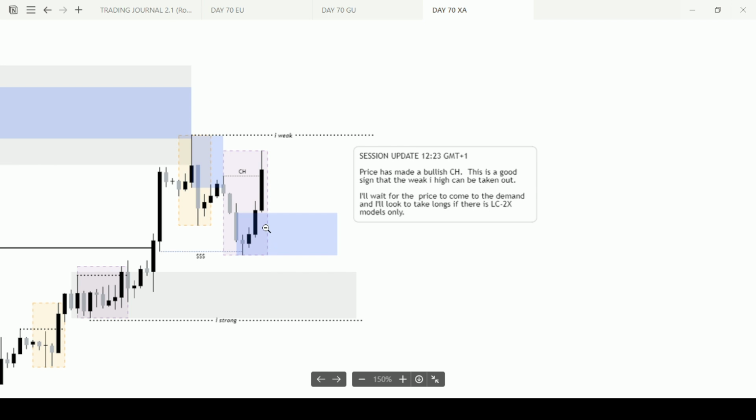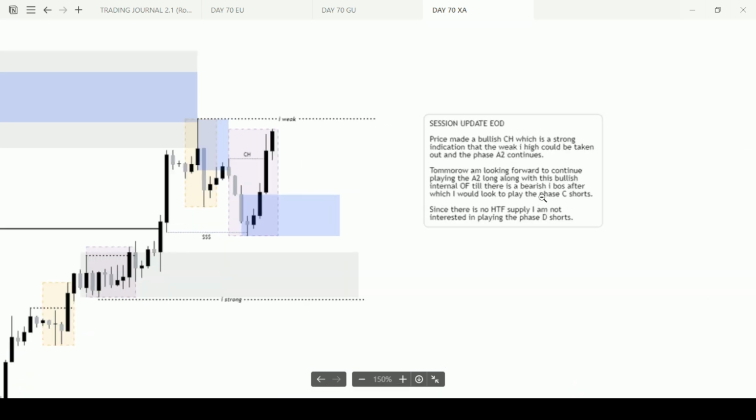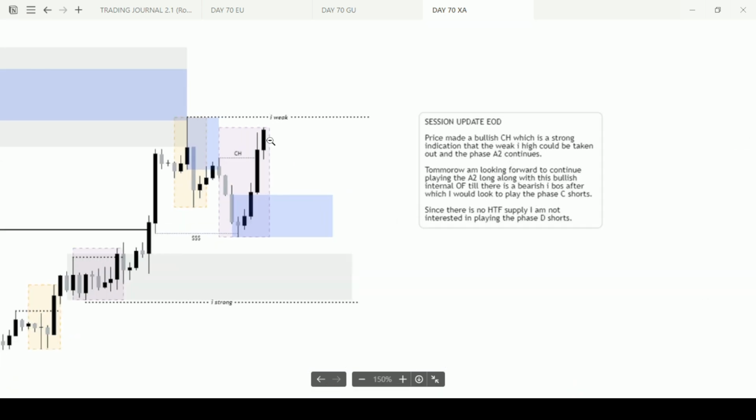Price made a bullish chop. I'm waiting for this to come down. But it's around 230, just one more candle left. Probably the price will take out this weak internal high. That's it. So price made a bullish chop, which is a strong indication that the weak internal high could be taken out and the phase A2 continues.